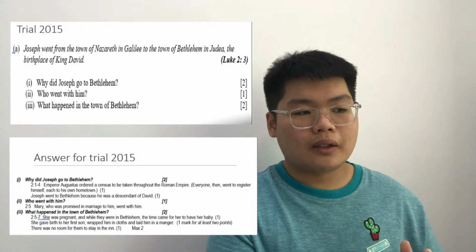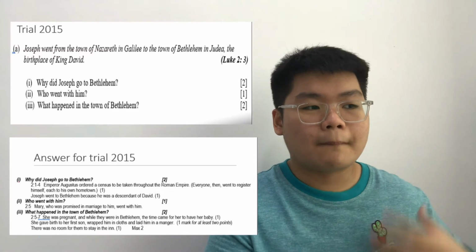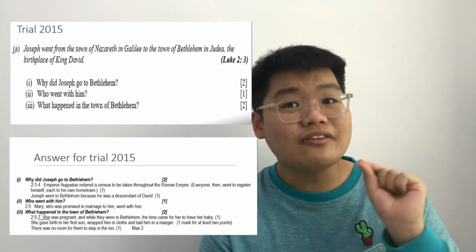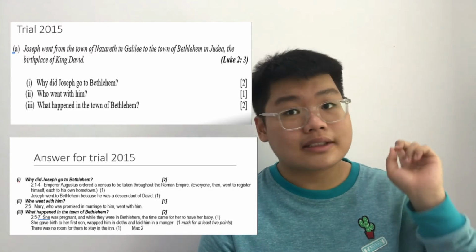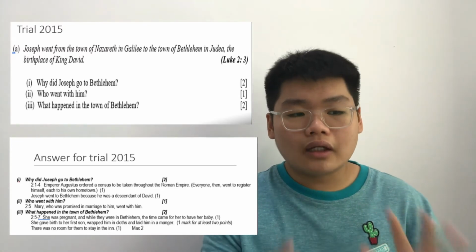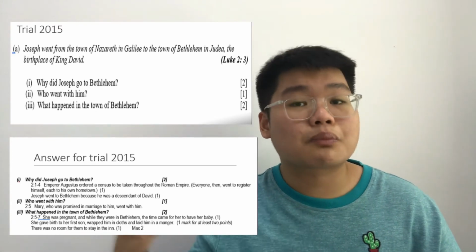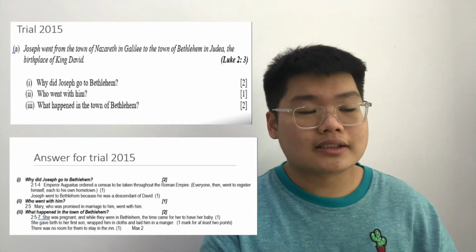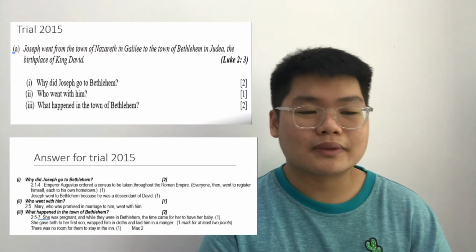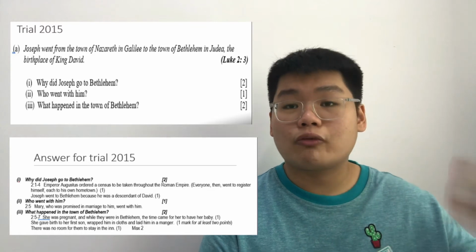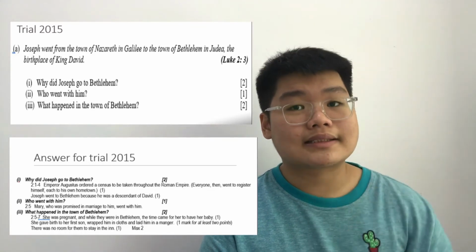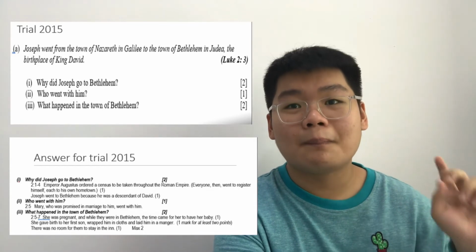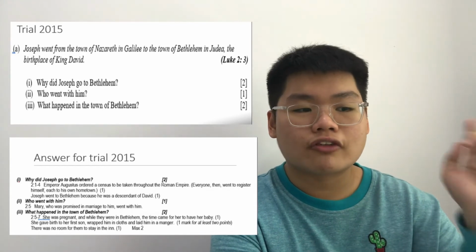You also have to put the priority on the most correct answer. For example, why did Joseph go to Bethlehem? The main reason is because Emperor Augustus ordered this census to be taken, right? It is not because he was promised in marriage to Mary. So the correct answer is that Emperor Augustus ordered the census to be taken throughout the Roman Empire, and Joseph went back to Bethlehem because he was a descendant of King David, because Bethlehem is the town of David and the birthplace of King David. So Joseph went back there.